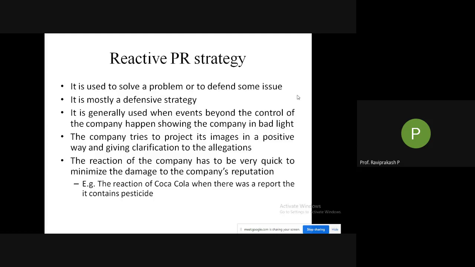An example is the reaction of Coca-Cola. This is a bit older example. The reaction of Coca-Cola when there was a report that it contains pesticide. Still many people think yes it is true, but we never know what is there. So there were so many things done. Later on they came to know yes the carbonation is a bit higher. In the sense, I hope you know what carbonation is.